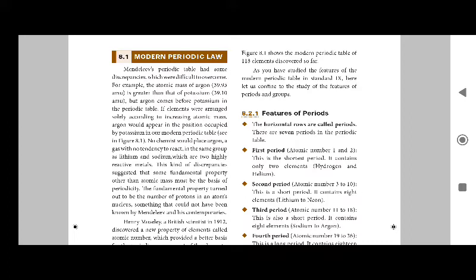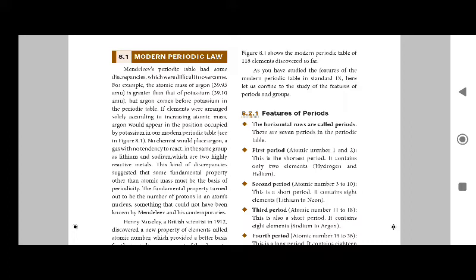If elements were arranged solely according to increasing atomic mass, argon would appear in the position occupied by potassium in our modern periodic table. No chemist would place argon, a gas with no tendency to react, in the same group as lithium and sodium, which are two highly reactive metals. Argon is non-reactive, whereas lithium and sodium are highly reactive. Nobody will place them like that.